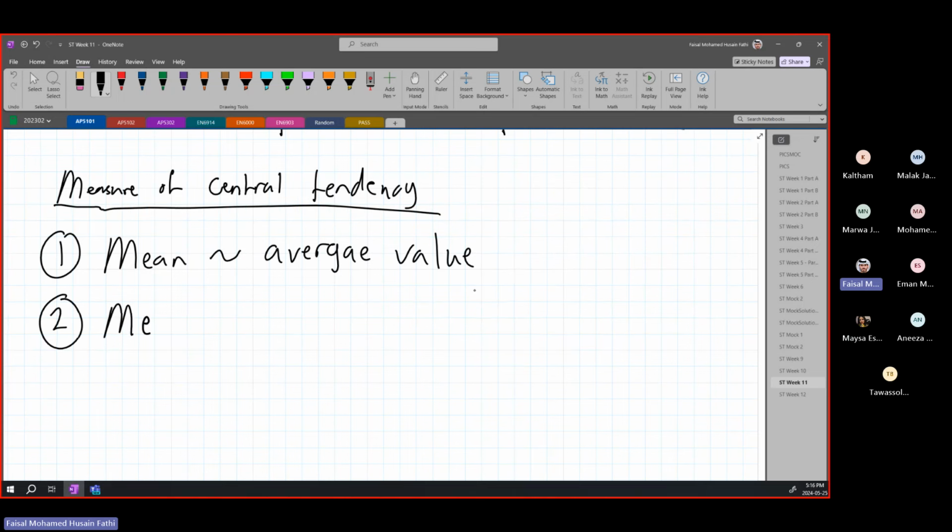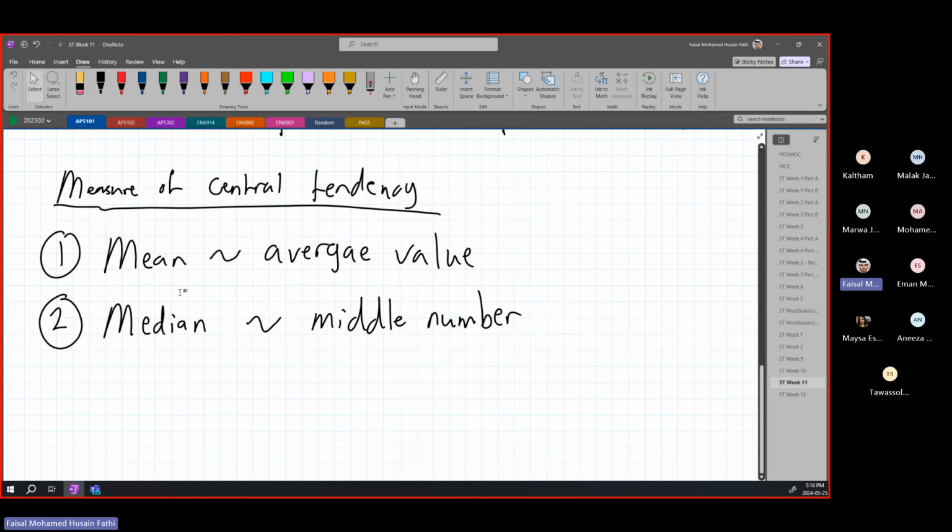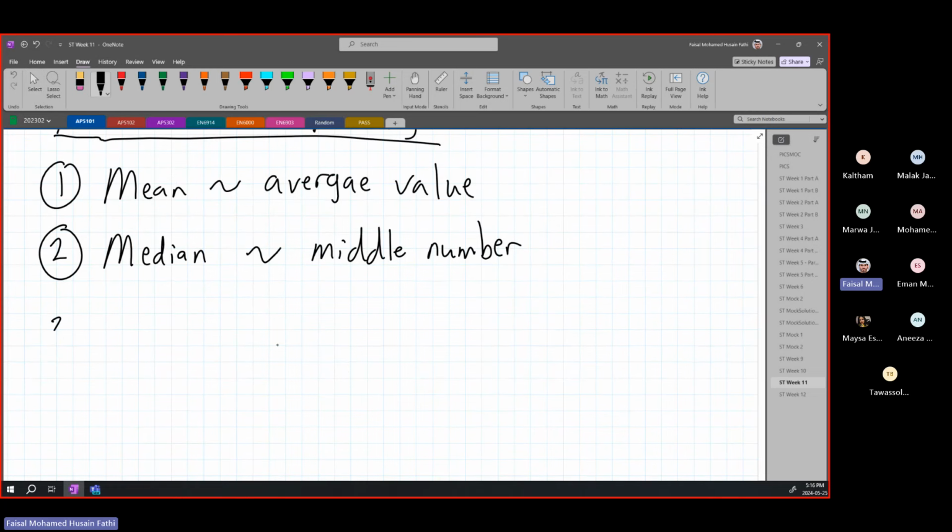The second one is the median, which is also known as the middle number. It is not exactly the same as the mean. It is the number that is in the middle of the set. The location of it is somewhere near the middle, and we're going to look at examples of that as well.